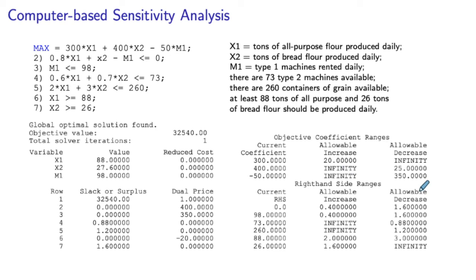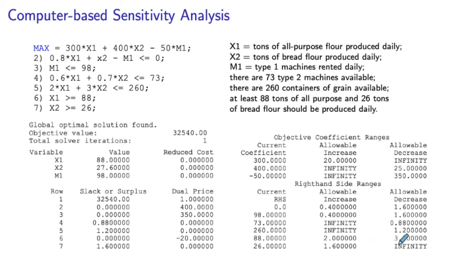Then since Solver already provides all the ranges for us, all we need to do is be able to interpret what exactly is happening here. And typically when we are asked a question about how a certain change reflects on the optimal solution of our previous LP, the first thing we do is look at whether this change is within the allowable range reported here.